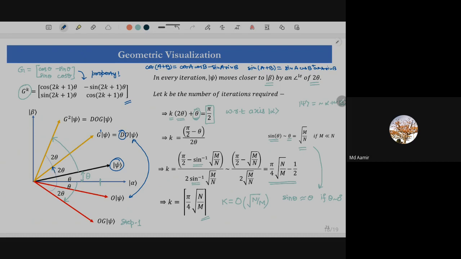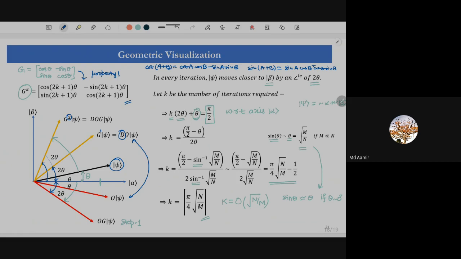So we have a total angle here of 3 theta. We again flip this, so we'll get 3 theta here. And then again, if we do the inversion about mean, so this will be flipping inversion, and then we'll get this g2, the second iteration, and that will have a total angle of 5 theta.